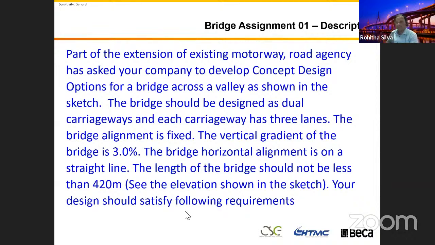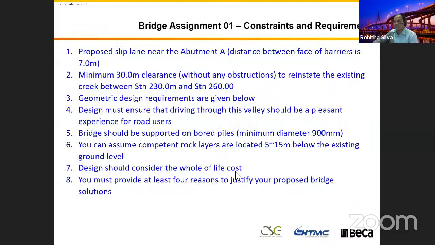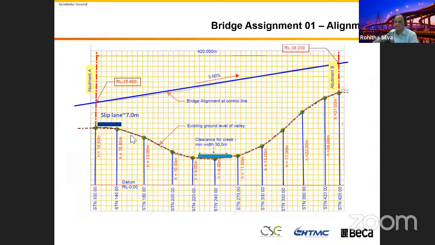This is the problem. I'm going to this figure. This is the valley. They're going to build this bridge in this valley. This is the slope of the bridge. This drawing is not on scale. The bridge starts at abutment A, which I put as station 0, and ends at abutment B, where the bridge minimum length is 420 meters.